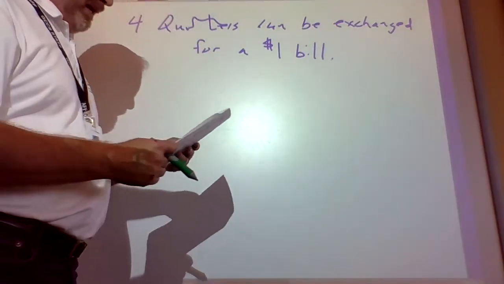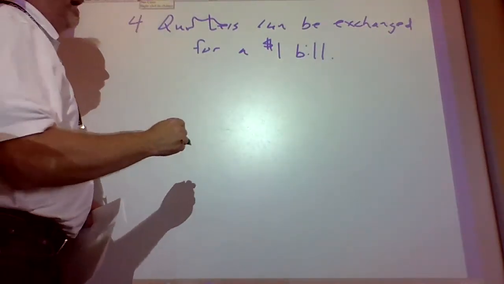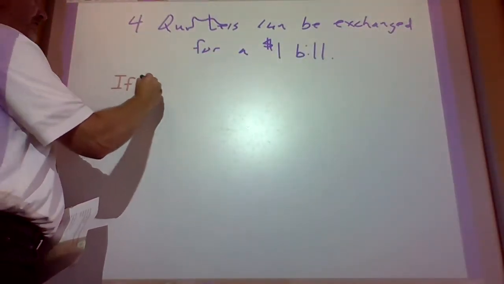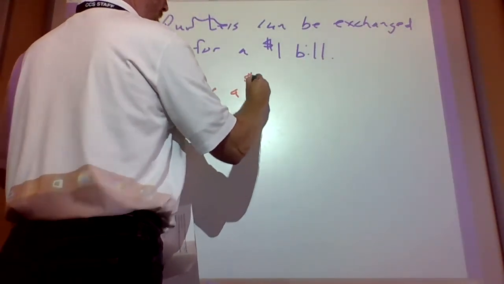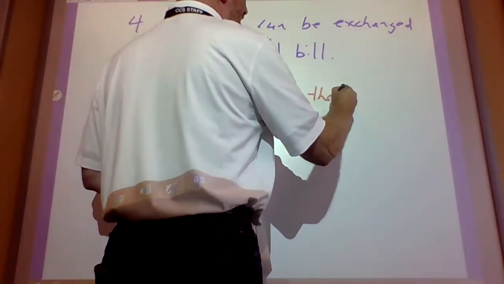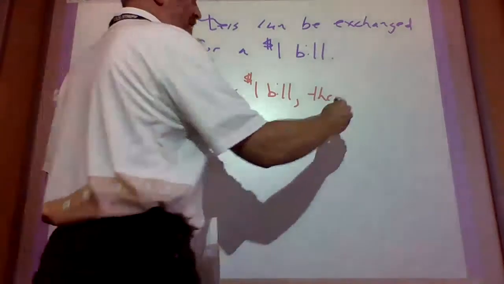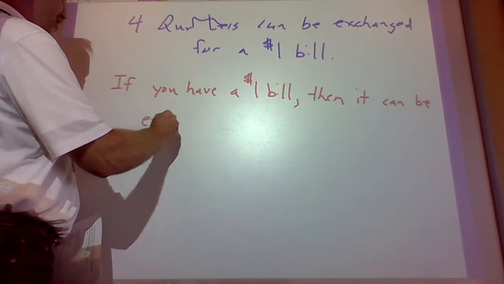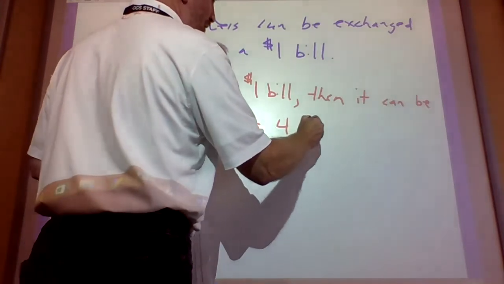So what I would do, they want us to indicate the hypothesis and the conclusion. I'm going to write it as an if-then first. I'm going to say, if you have a $1 bill, comma, then something can happen. All right? Then it can be exchanged for 4 quarters.